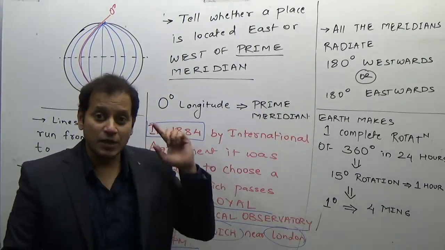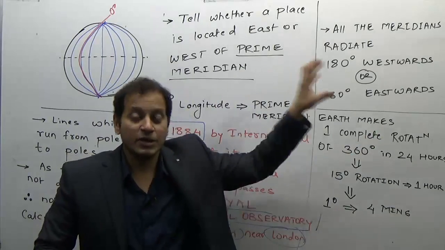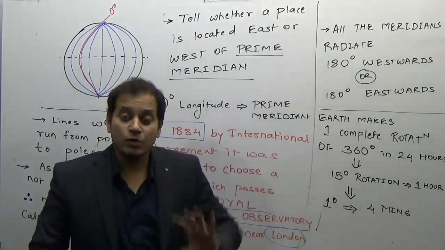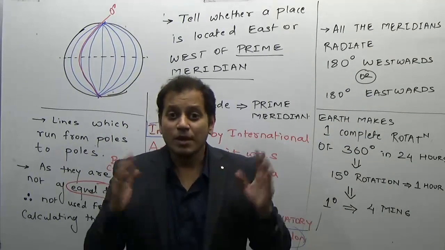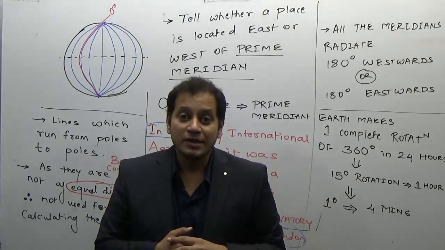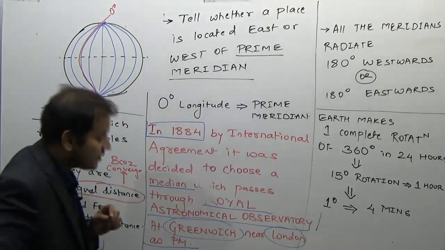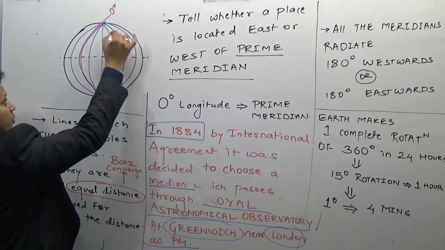That means from the prime meridian, the 0 degree meridian, you can go either to the east or to the west. Now remember this: what is the importance of a meridian? The meridian cannot be used for calculating the distance. Why can it not be used for calculating the distance? The answer is simple, because the length of a meridian varies from point to point.